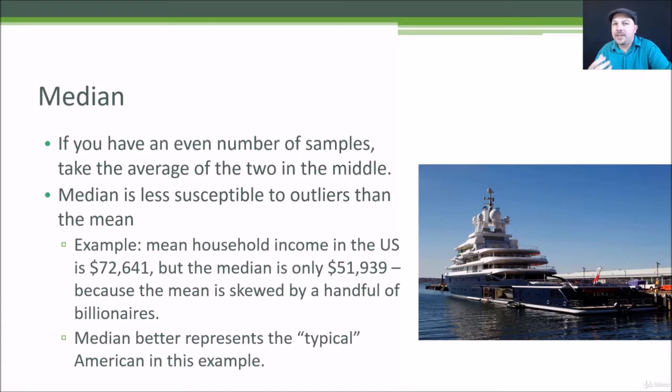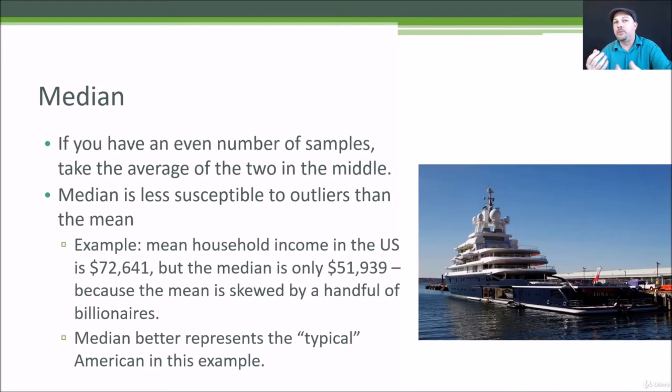People have a tendency to mislead people with statistics sometimes, and I'm going to keep pointing this out throughout the course wherever I can. But for example, you can talk about the mean or average household income in the United States, and that actual number from last year when I looked it up was $72,000 some odd dollars. But that doesn't really tell an accurate picture of what the typical American makes, because if you look at the median income, it's much lower. It's $51,939. Why is that? Well, because of income inequality.